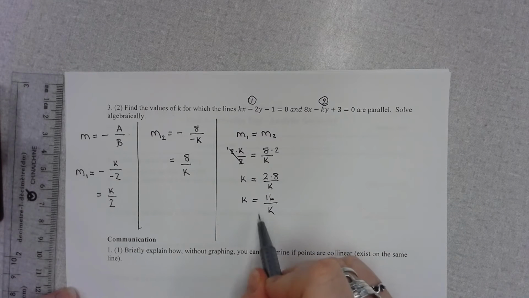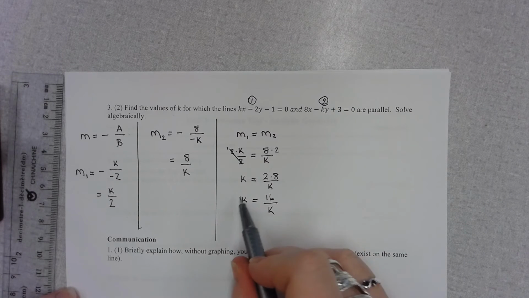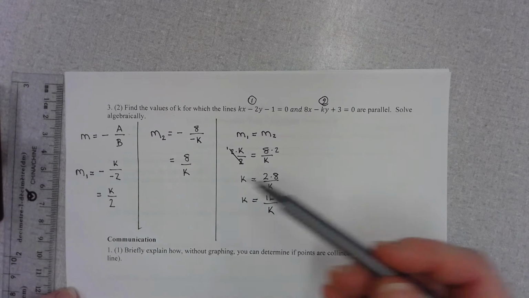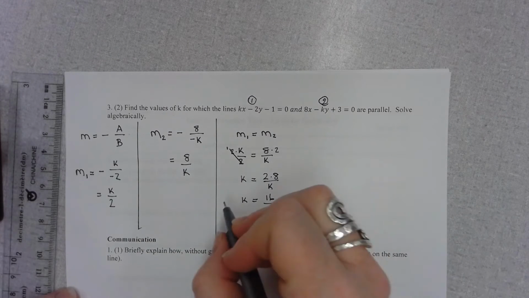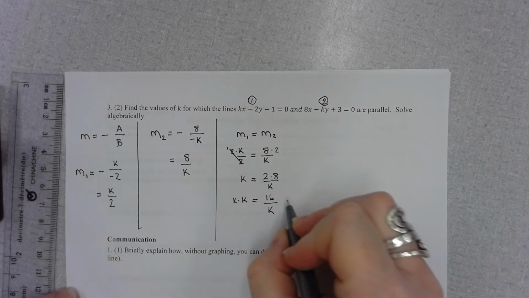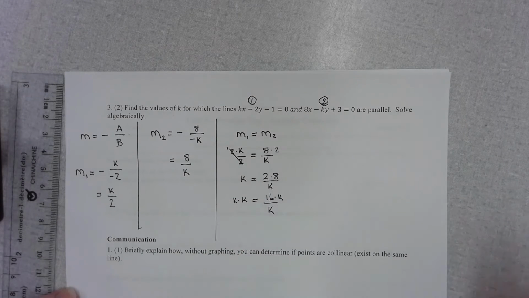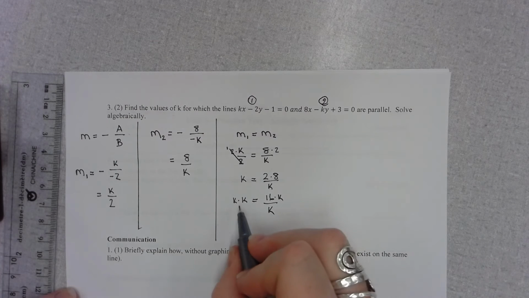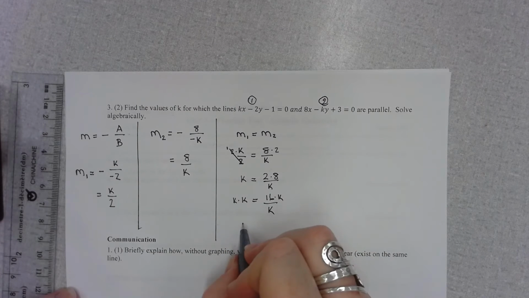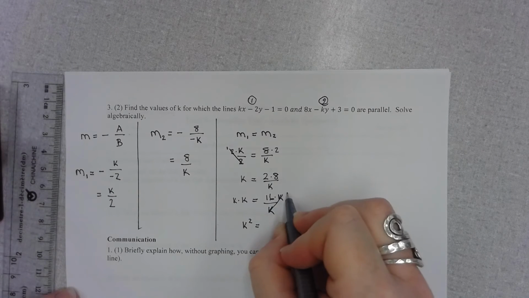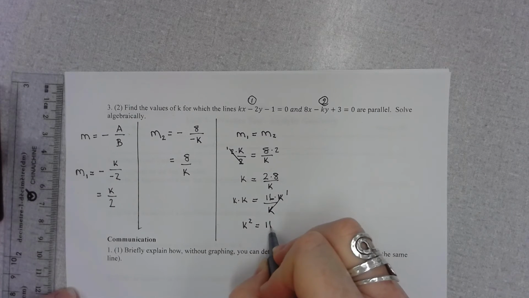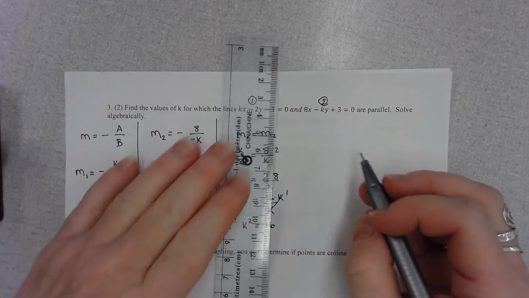So now let's take a look at this k. We want to take this k to the other side, because we only want k's on one side and numbers on the other. So to do that, I'm going to multiply both sides by k. Hopefully you remember that k times k is k squared. And here, k divided by k is just 1, so k squared equals 16.